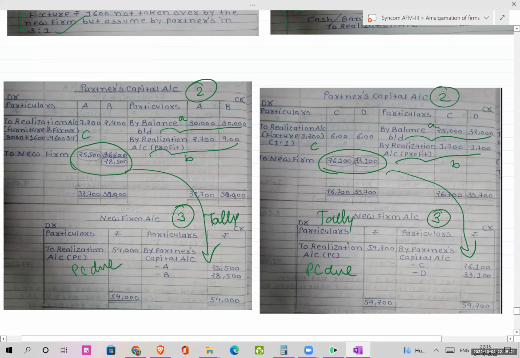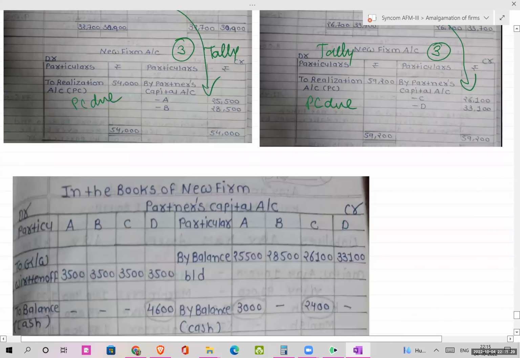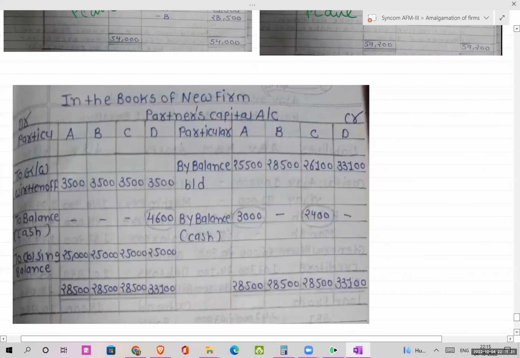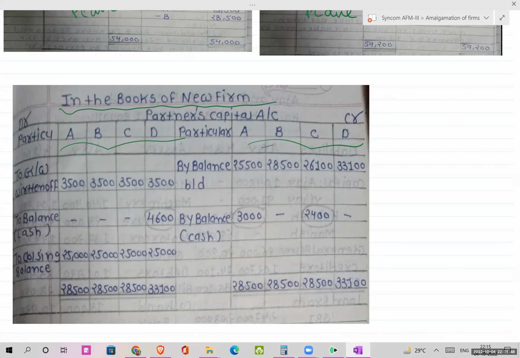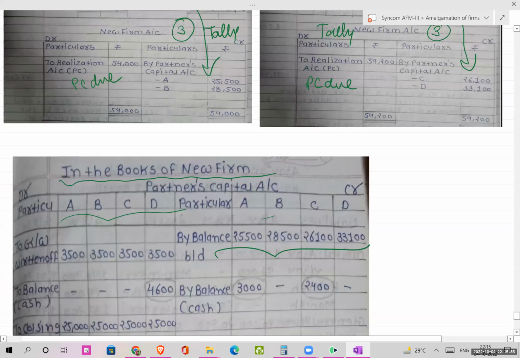ओके, अभी न्यू फर्म के बुक्स में क्या बनेगा? पार्टनर्स कैपिटल अकाउंट और न्यू फर्म का बैलेंस शीट. ओके, now in the books of new firm I will make only one ledger, that is partners capital account with all my 4 partners now. क्योंकि अभी जो फर्म है वो अमालगमेट हो गया है, तो अभी मेरे पास 2 पार्टनर नहीं है, 2 + 2 4 पार्टनर्स है. ओके फाइन. सो ये सेकेंड इफेक्ट यहाँ से आएगा.